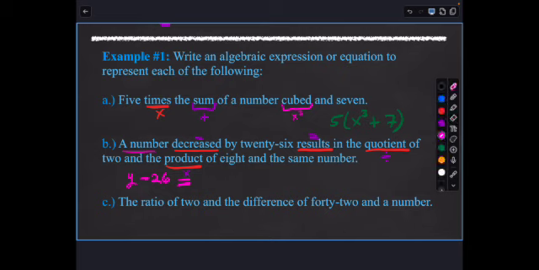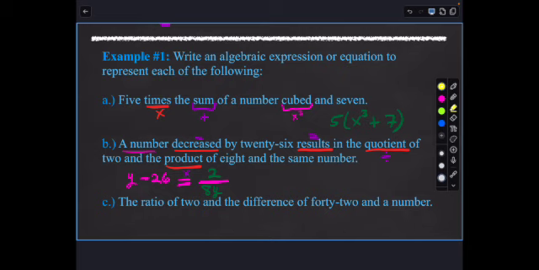In the quotient, so we're going to have a division of 2 and the product of 8 and the same number. So product means multiplication. We're multiplying 8 and that same number that we had chosen before. So this would be 8 times y.